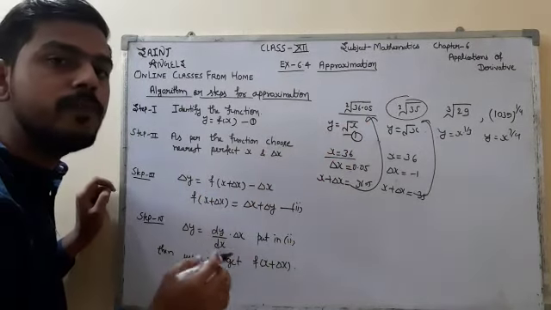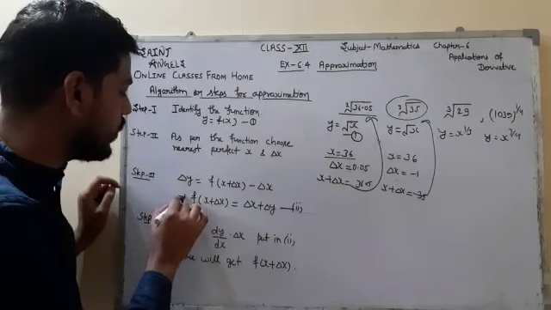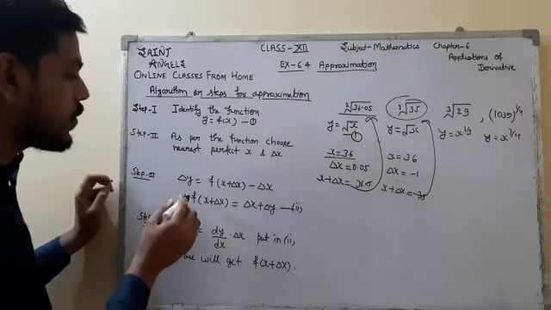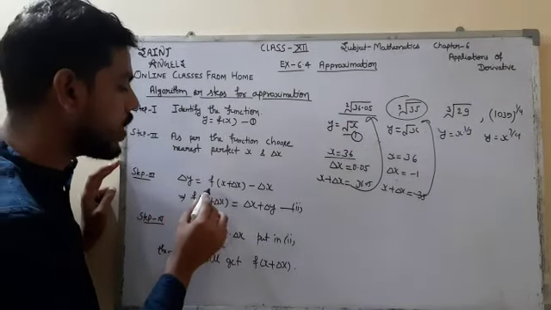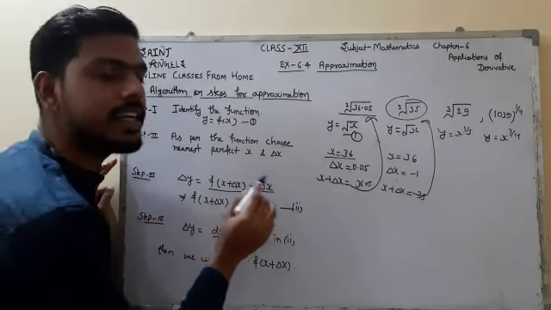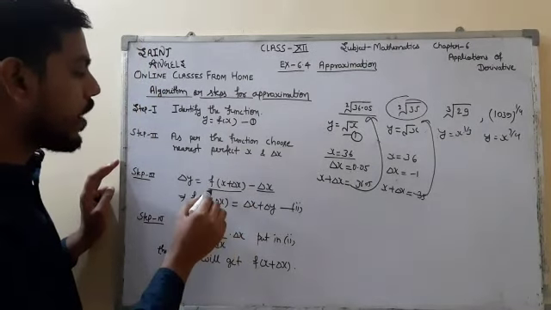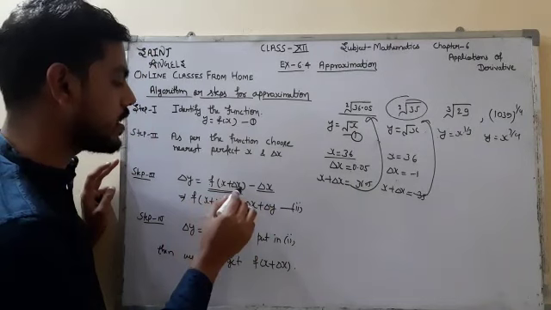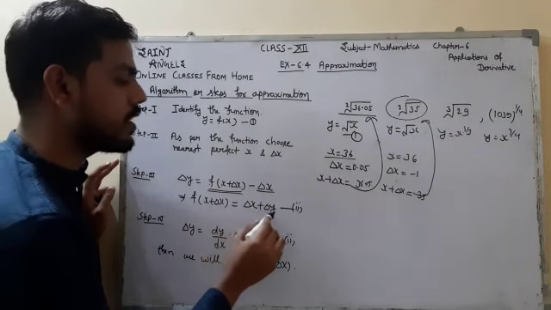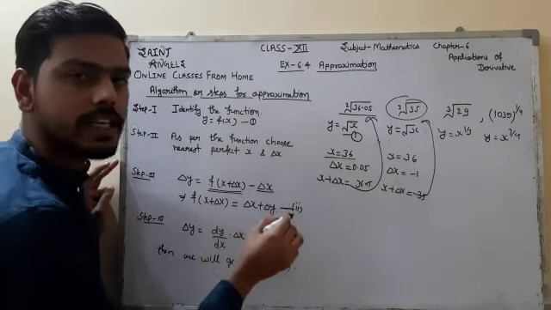Now the next step would be, in the previous concept I told you that there is a formula: delta y equals f(x plus delta x) minus f(x). So from here we will find the value of f(x plus delta x), that would be f(x) plus delta y. We will consider this as the second equation.